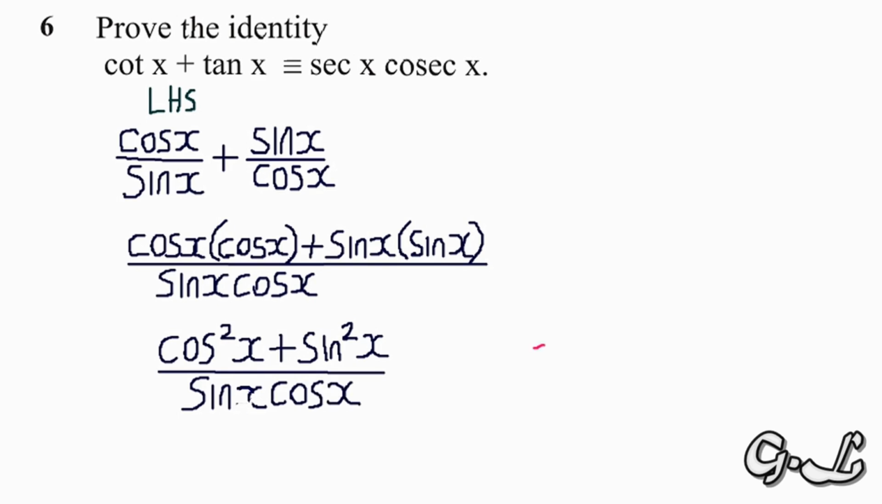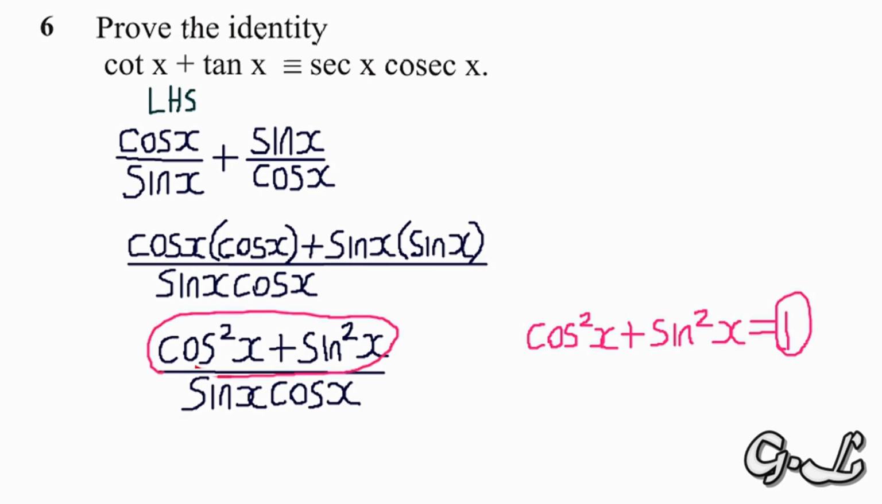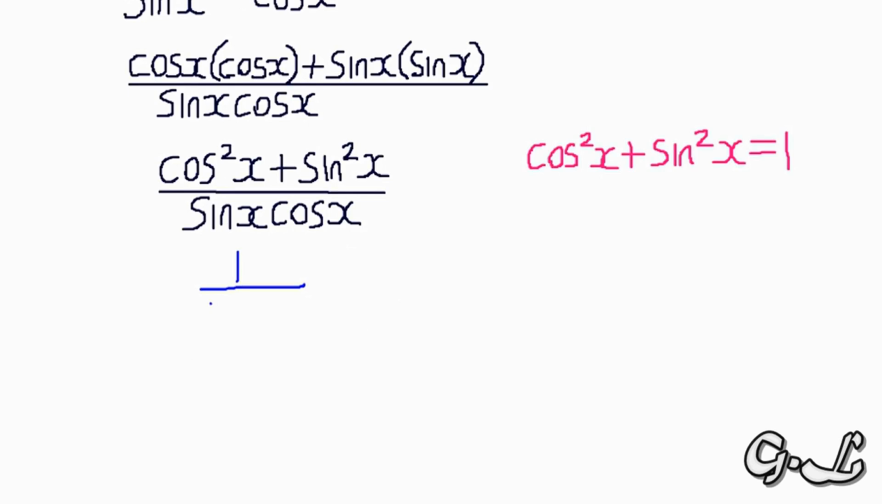And then what is the next thing? You need to know that cos squared x plus sine squared x is equal to 1. So what are we going to do? We're going to replace cos squared x plus sine squared x with 1. So after you replace, that's what you're going to have. It will be 1 over sine x cos x.